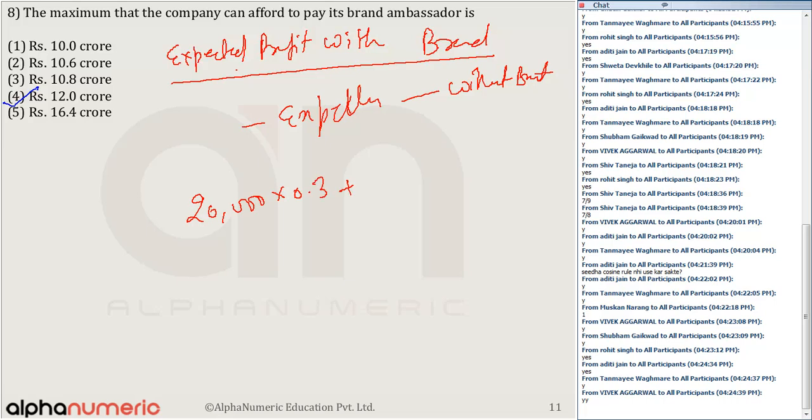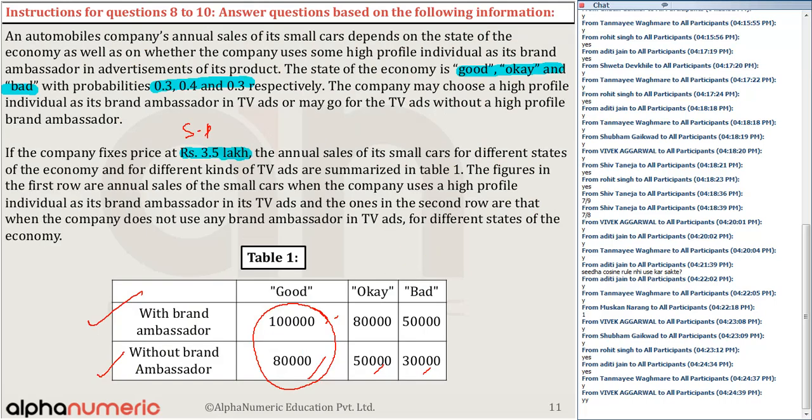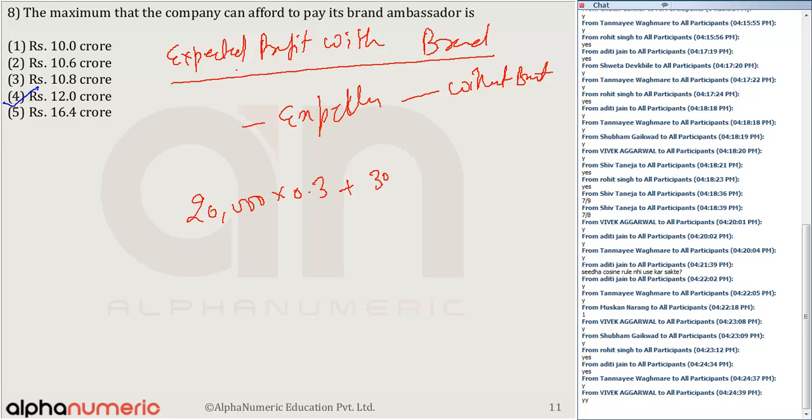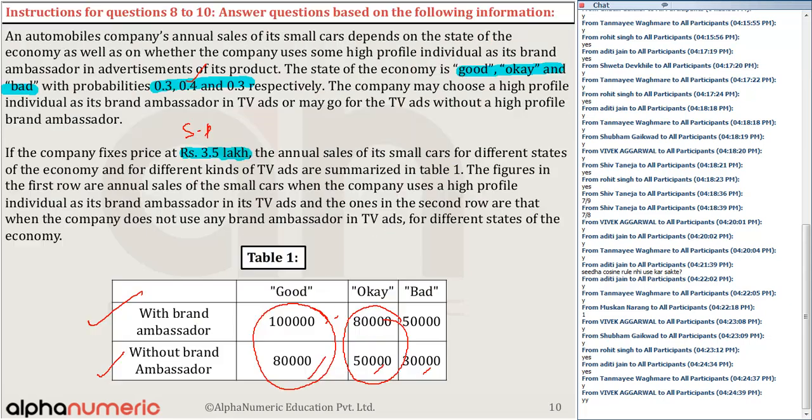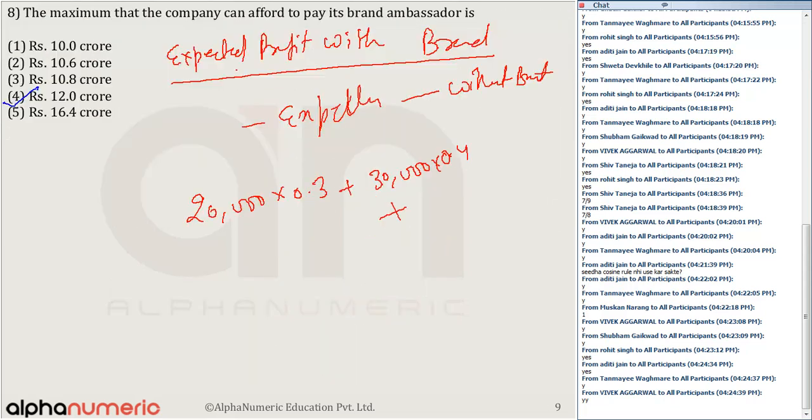So 0.3 plus. Next one. Okay, the difference is 30,000 and the probability is 0.4. So plus 30,000 into 0.4 plus bad, the difference for the bad is 20,000 with a probability of 0.3. So 20,000 into 0.3, and multiplied by 5,000 because per car there is a profit of 5,000. So if you solve this, this value comes out to be 12 crores.